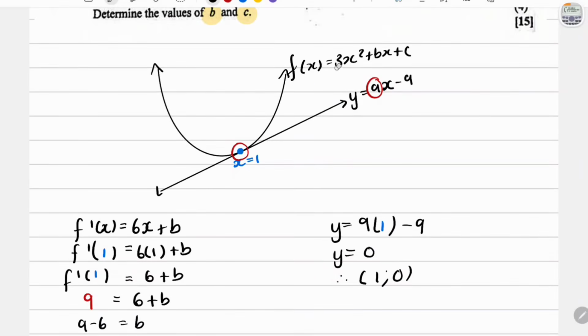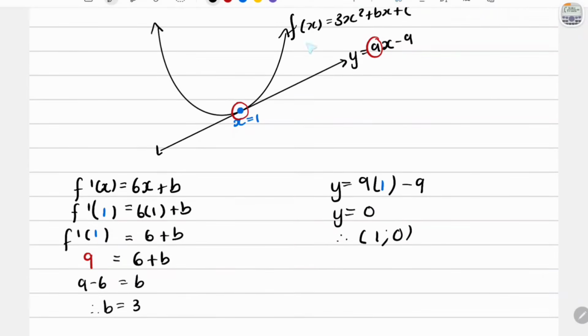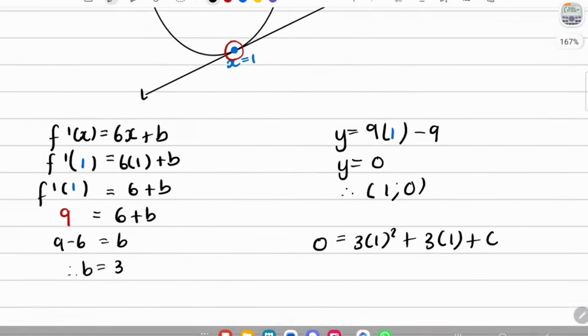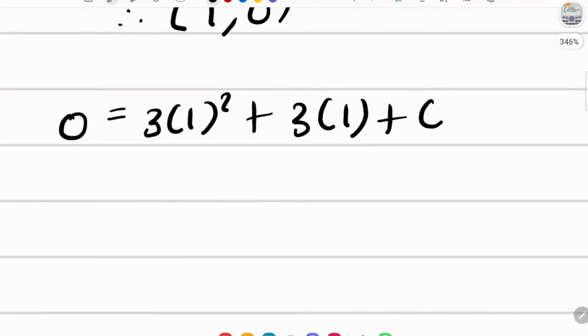Now we're going to substitute this into our equation of f. So the y value is 0. I say 0 is equal to, and the x value is 1. So 3 times 1 squared plus, and we know what b is, it's 3. So 3 times 1 plus c. That's what we're looking for. And now we can go ahead and find this.